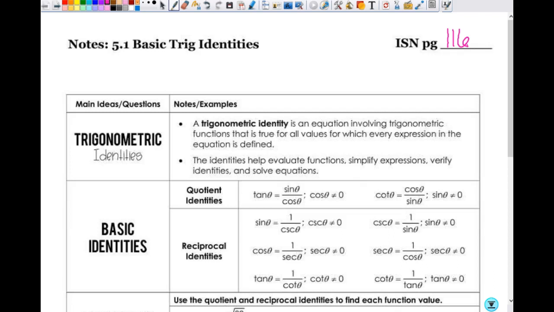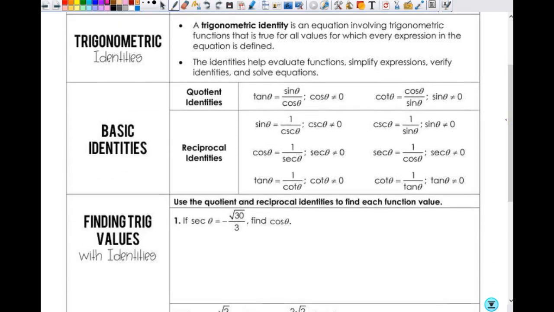Well, first of all, this says a trigonometric identity is an equation involving trigonometric functions that is true for all values for which every expression in the equation is defined. So true for all values when it is defined. So what that means is, like when we have tangent of theta is sine over cosine, but that's when cosine of theta is not equal to 0. So this is like part of what's defined, because there may be things that you have to exclude or whatnot. So the identities help to evaluate functions, simplify expressions, verify identities, and solve equations. So we're just going to work through some of the very basic ones today.